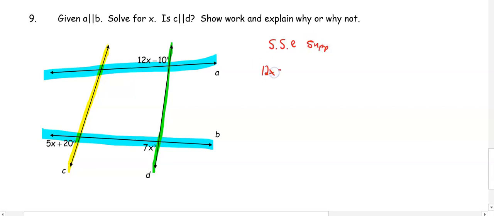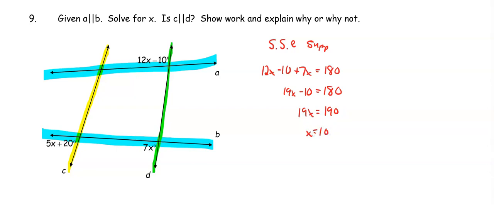So we have 12x minus 10 plus 7x is equal to 180. 19x minus 10 is equal to 180. 19x equals 190. So when we divide, x is 10. Then we need to look at an angle from each transversal. So we have this 5x plus 20 and 7x. Those are corresponding angles, so they need to be congruent. So we have 5 times 10 plus 20 is 70 degrees, and 7 times 10 is 70 degrees.